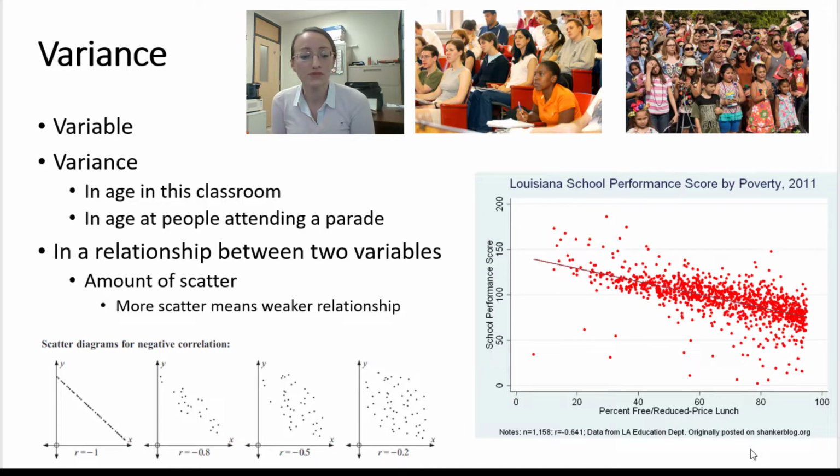Some variables have more range in their values than others, and that can be because you're dealing with a restricted sample. So in a first-year class like this, the range for the age variable is very restricted. Most of you are about 18, and there might be a scattering of mature students who are about 25 or 30, and no one's going to be younger than 16 or 17. But now think of variance in age at people attending a public event like a parade, where there's people of all ages, babies, teenagers, young adults, middle-aged people, and seniors. There is greater variability in age in that group. There is greater variance in age in that group.